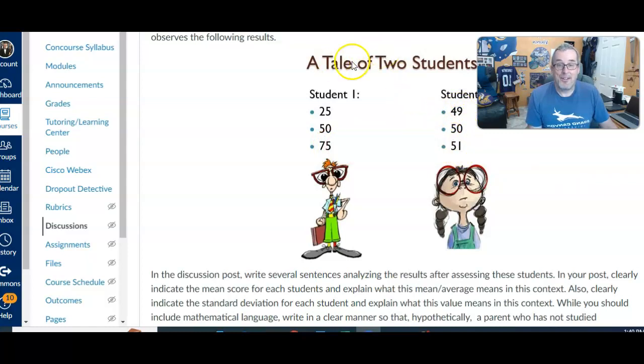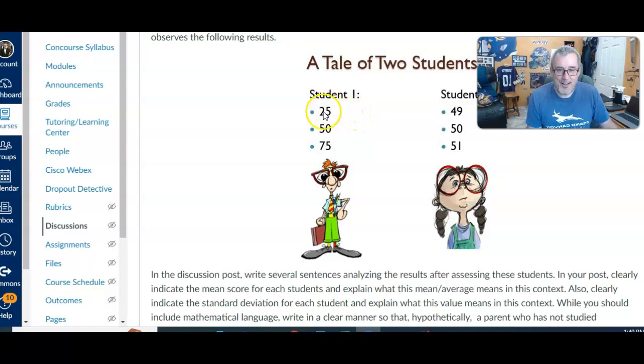Now, it's a tale of two students, in the sense that there's more to the story than just looking at the scores. In both cases, there's forward progress. Student one goes from a 25% to a 75%. Student two goes from a 49 to a 51. So in the sense of making forward progress, they're both doing well. But there's something different about the two stories, isn't there?